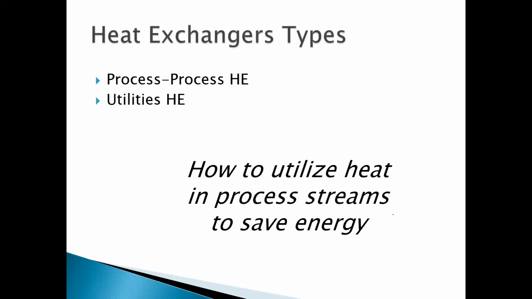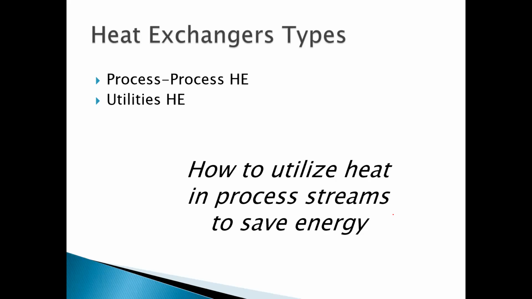And there are two types of heat exchangers. There is the process-to-process heat exchanger, and there is also the utilities heat exchanger. So we have two types. The first type, process-to-process heat exchangers, means all the hot streams or cold streams in the heat exchanger come from the process streams. So they are either products, maybe feed, maybe intermediates, but all of them are related to the process.